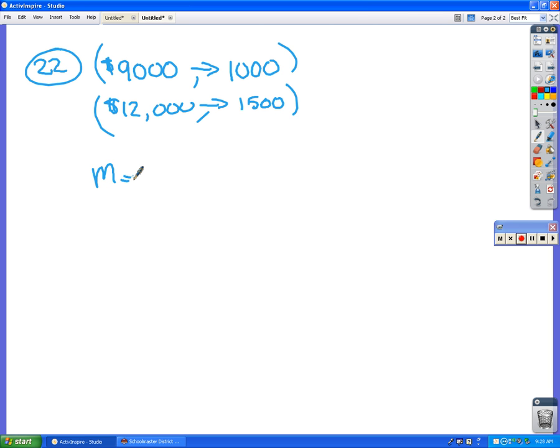So y2 minus y1 is 500, and x2 minus x1 is 3,000, which reduces to 5 over 30, or 1/6. So for every new toaster that they make, it's going to cost them another 1/6 of something. Okay, so there's our slope. How do I find the y-intercept this time, since we do not have a graph?